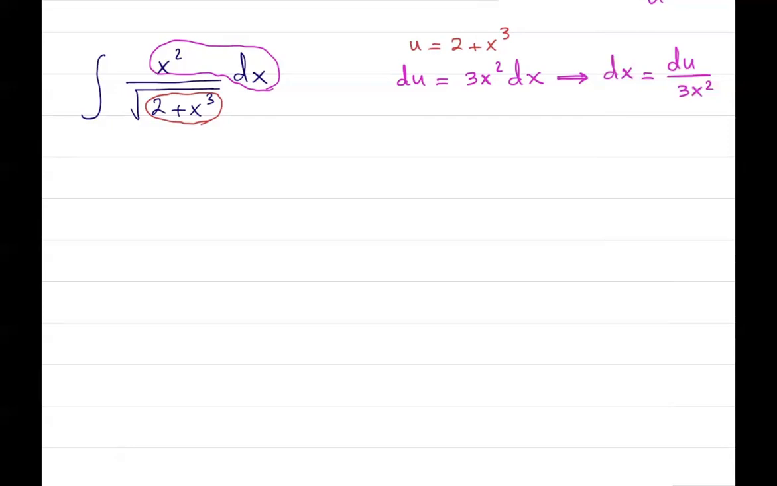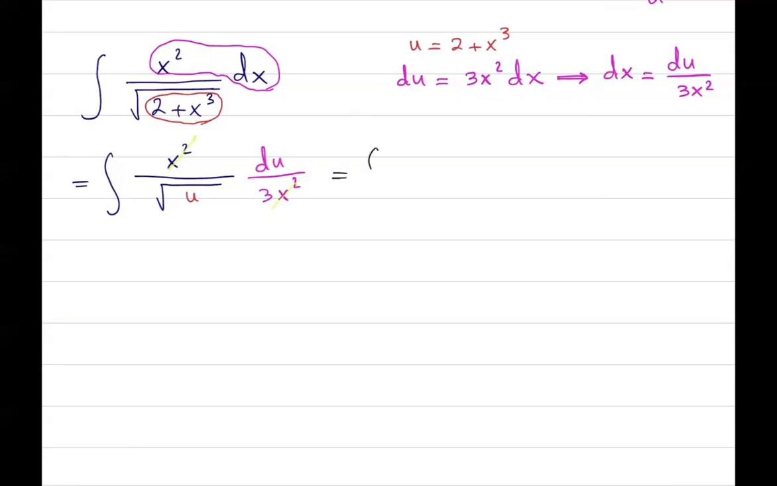Otherwise, if the x squared is not in your integral, you are not allowed to use substitution like this. It's wrong to create a new variable. So this can be written as the integral of, I'm going to write down everything, x squared divided by square root of u, and instead of dx, I'm going to write down du divided by 3x squared. Okay, let us simplify this as much as we can. x squared and x squared get canceled out.